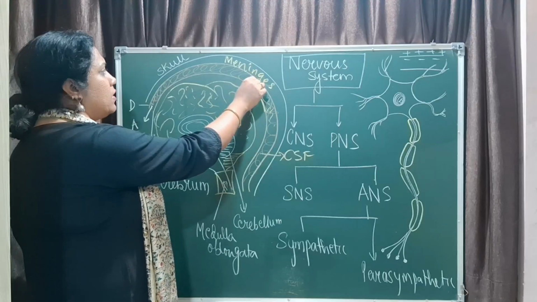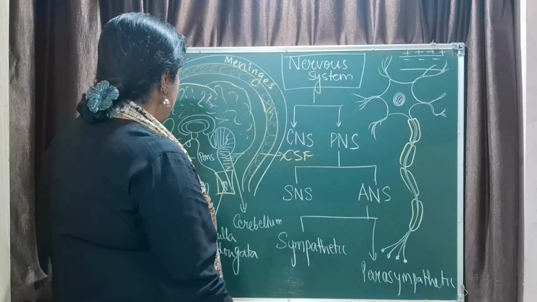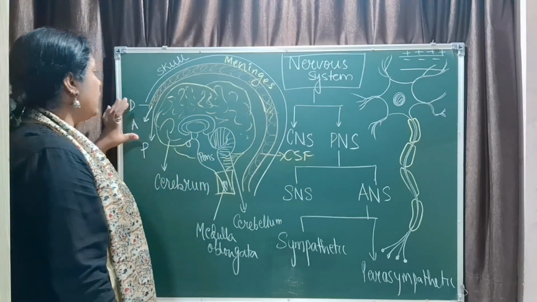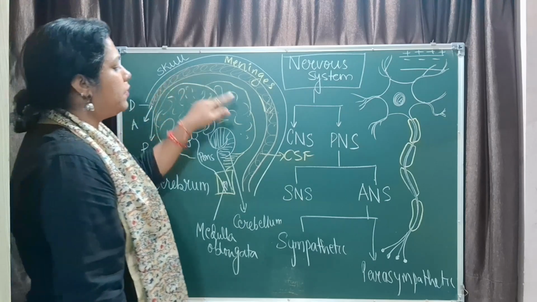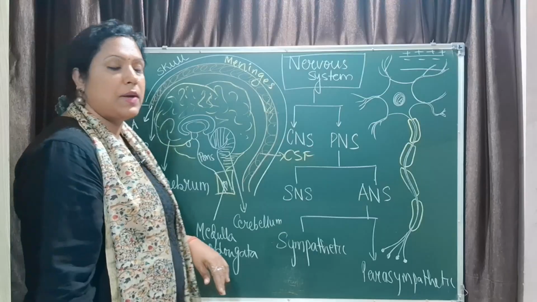Now you know what the different layers around the brain are. What is the fluid present in the brain? This is the skull, which protects your brain from any kind of injury and mechanical shock. The different parts of the brain are cerebrum, cerebellum and medulla oblongata. The layers of the meninges are dura mater, arachnoid and pia mater, filled with cerebrospinal fluid. Okay. Now this is extended to your spinal cord.